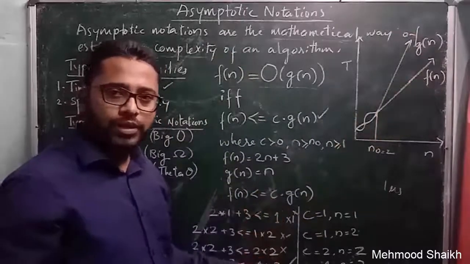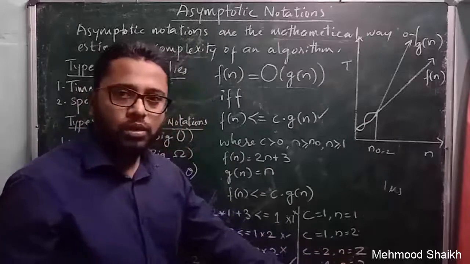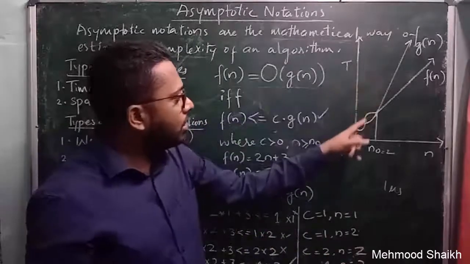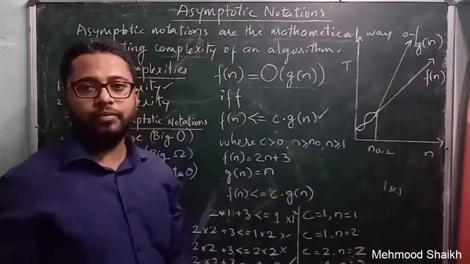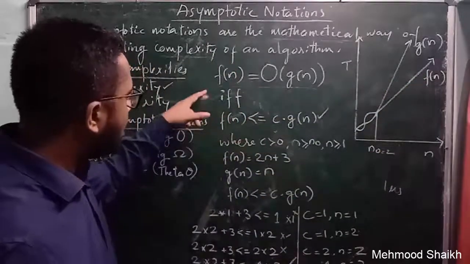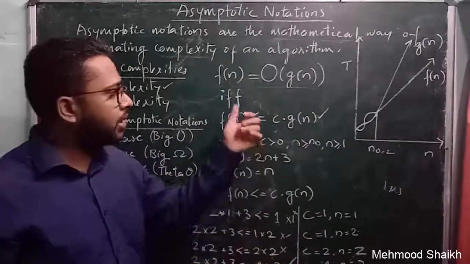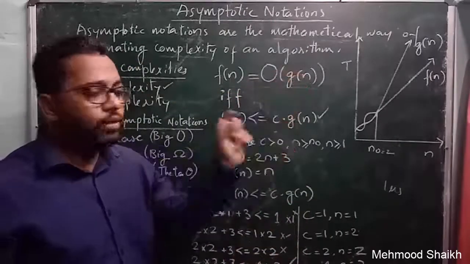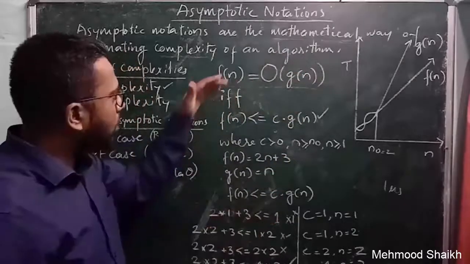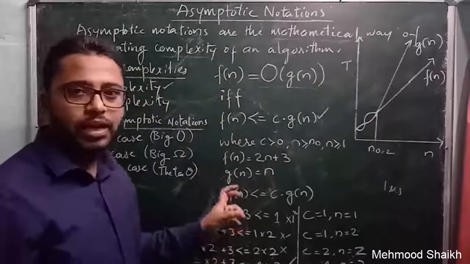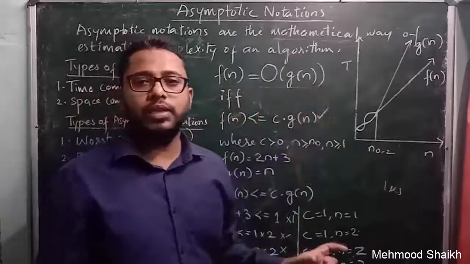So now we have proved that for each and every value of n after 2, your g of n will always be the upper bound to this function f of n. Okay, so with this we have proved that f of n is big O of g of n. That means this g of n will always be the upper bound to function f of n. So with this mathematical approach, we have proved that function f of n is equal to big O of g of n.